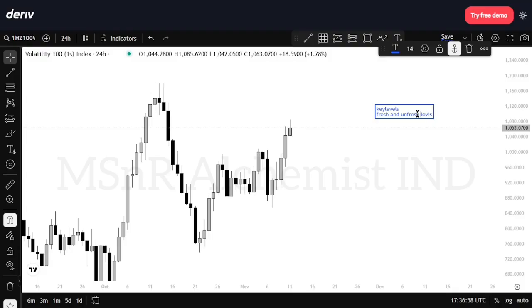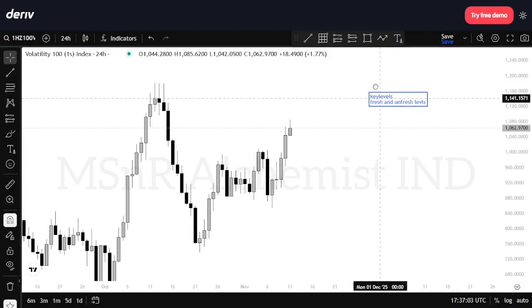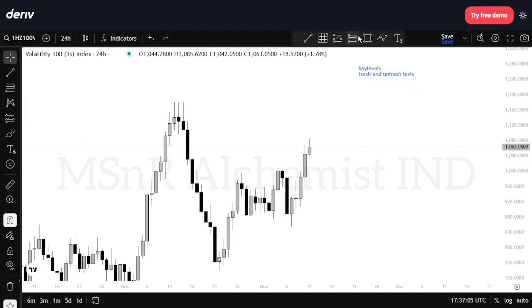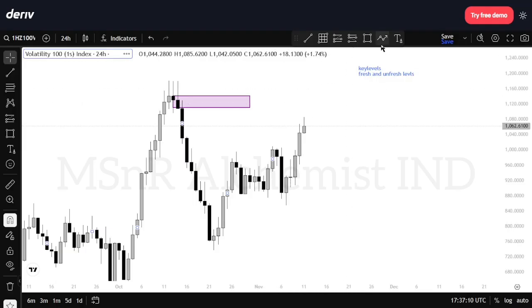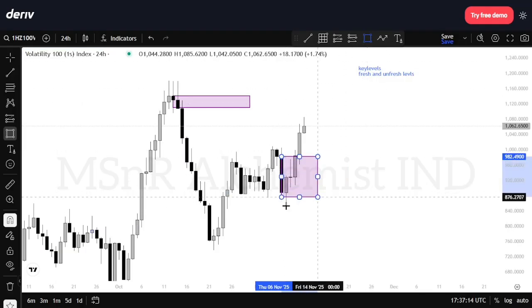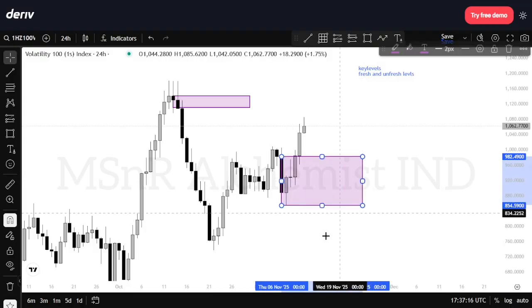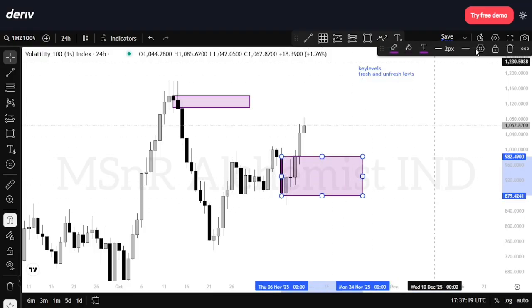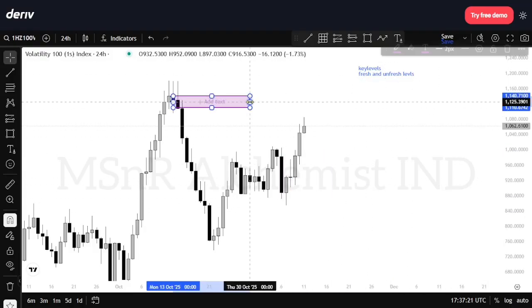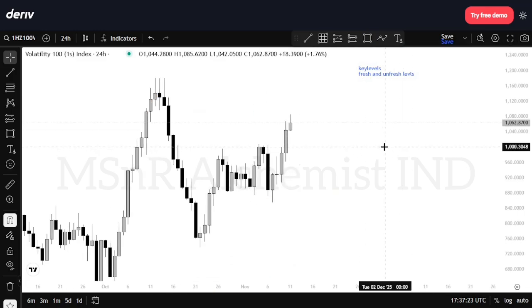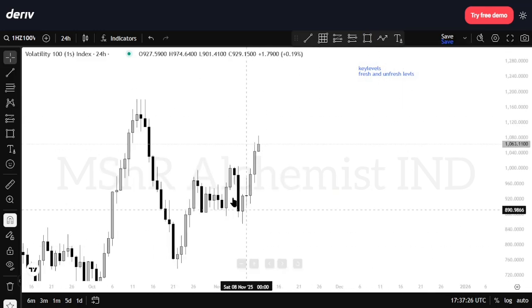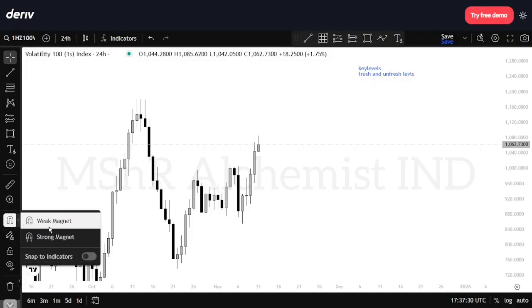In Malaysia, the traders don't use order blocks, breaker blocks, these things. They use basic support and resistance, but in a different way. That works like magic. For this you have to open your magnet tool in a weak magnet.